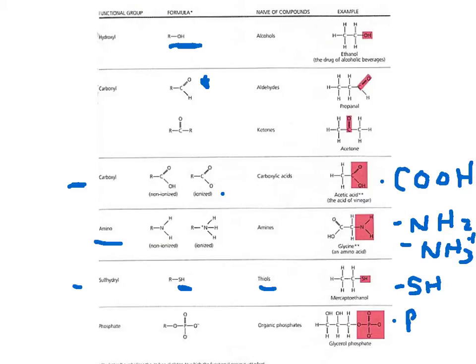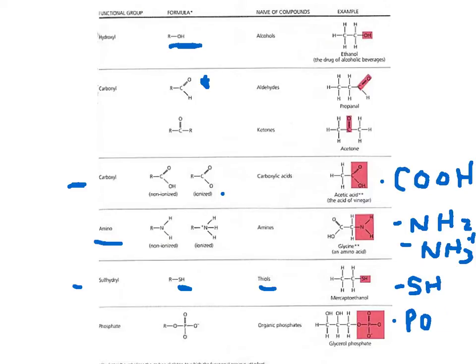Phosphates are a phosphorus with 3 oxygens around the phosphate. Sorry, I'm going to erase that because I realize I'm spelling the word wrong.